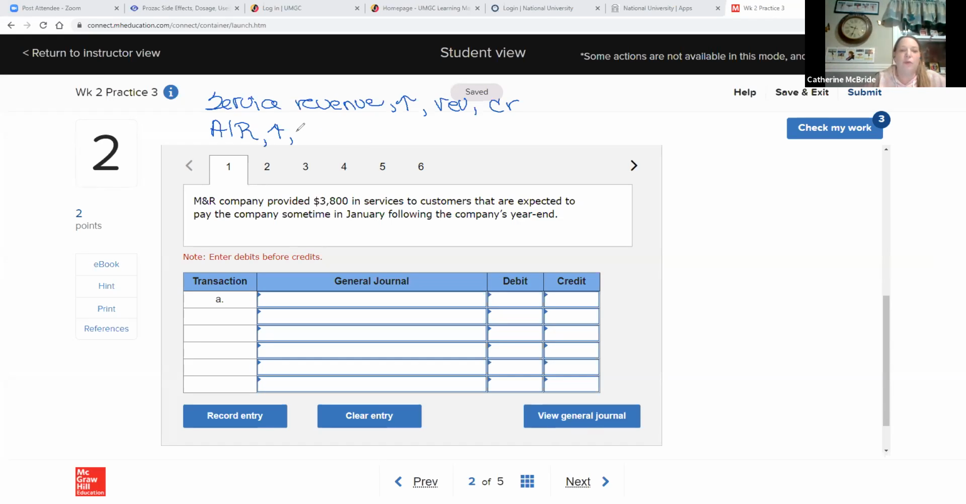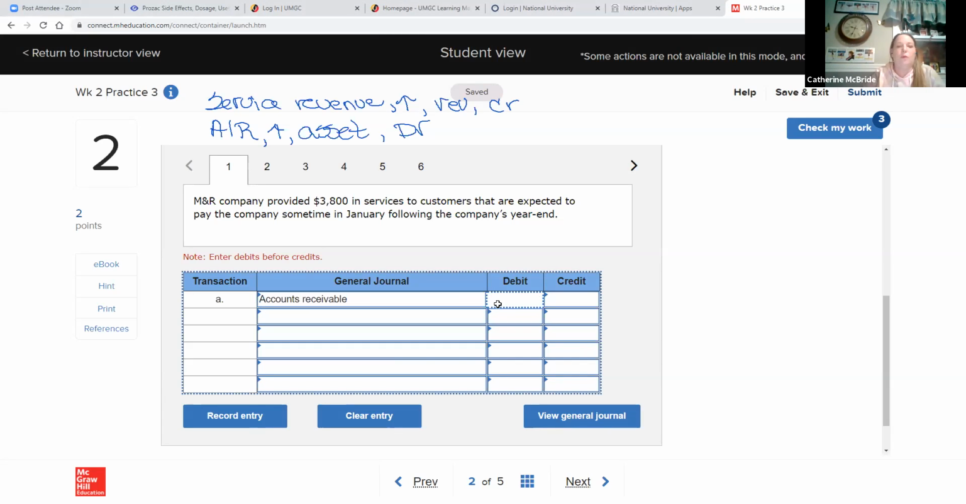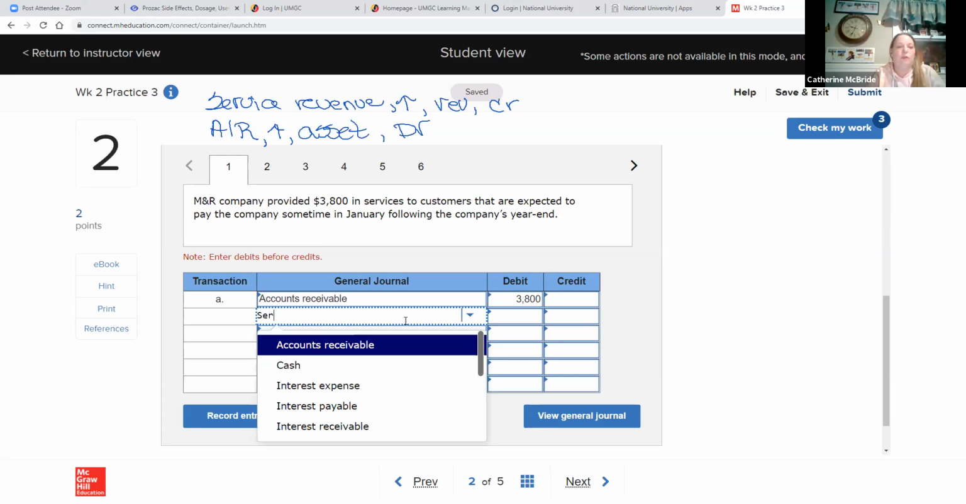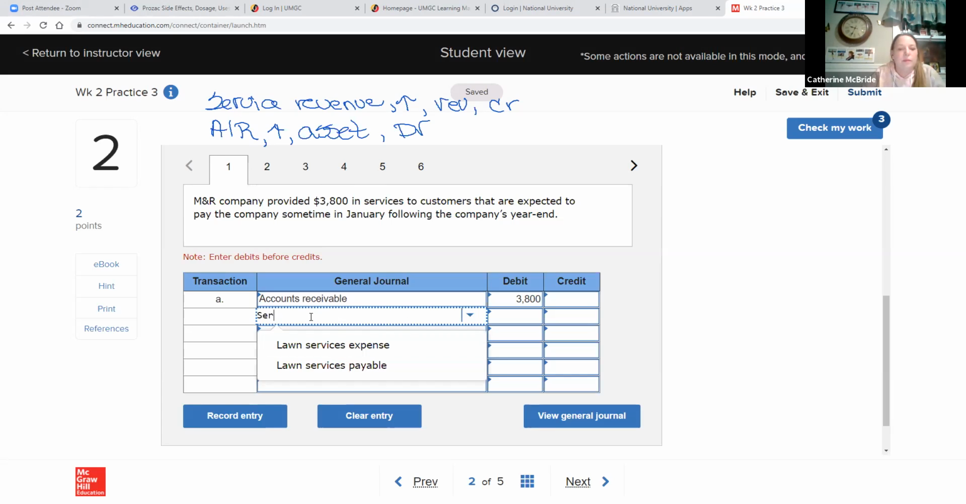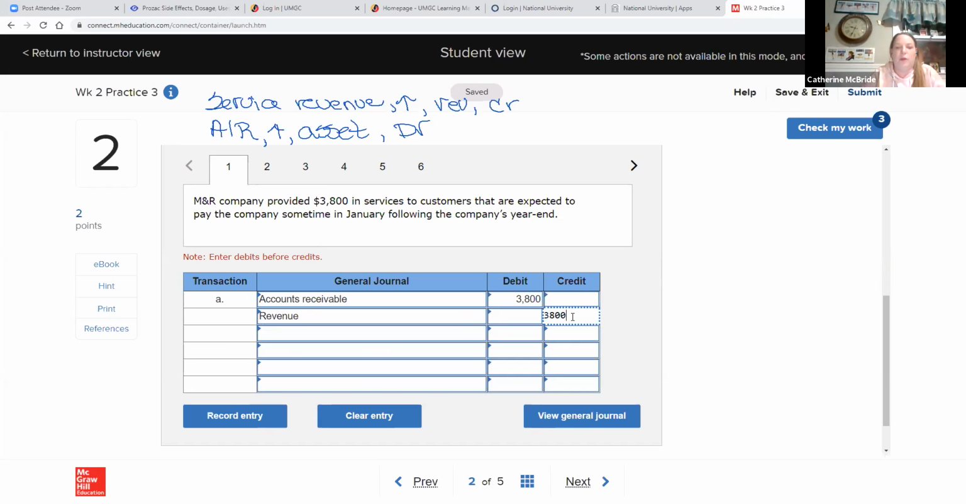What type of account is accounts receivable? Asset. And you debit. If I increase an asset, I debit it. So I'm going to debit accounts receivable for $3,800, and I'm going to credit service revenue for $3,800.